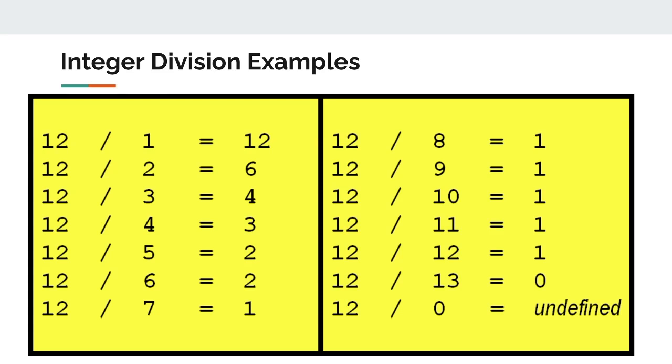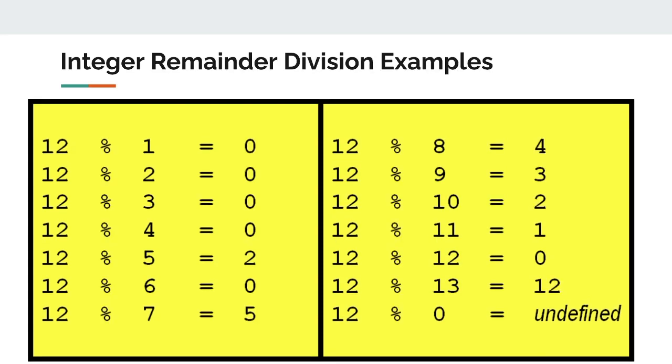There are no decimals there. It's just a full 1. I can only put one of those into 12. If I start dividing it by 0, I still get that undefined result. And again, 12 divided by 13 does not come up with a decimal. It is straight 0. I can't get 13 into 12.